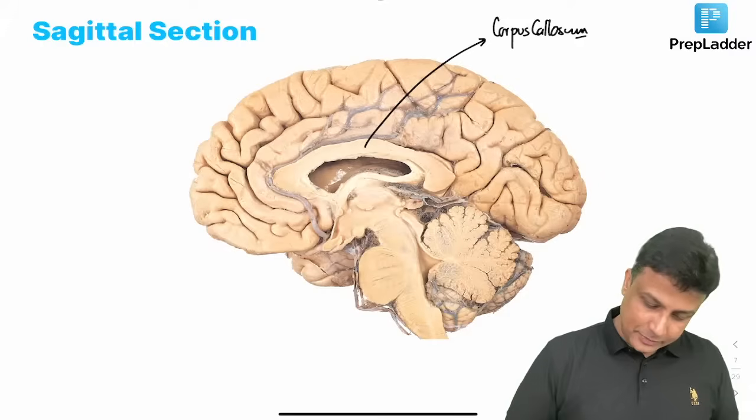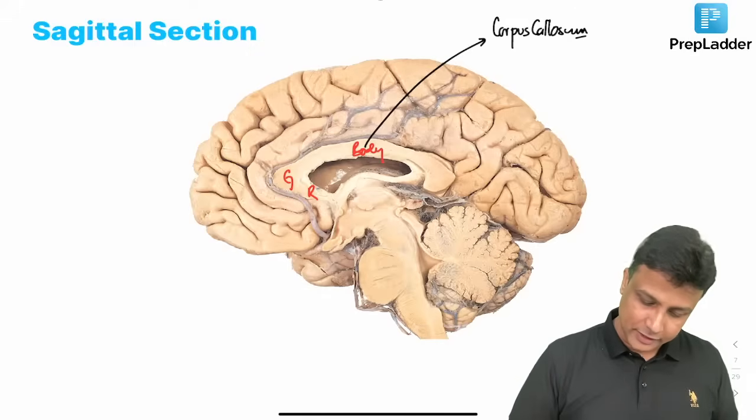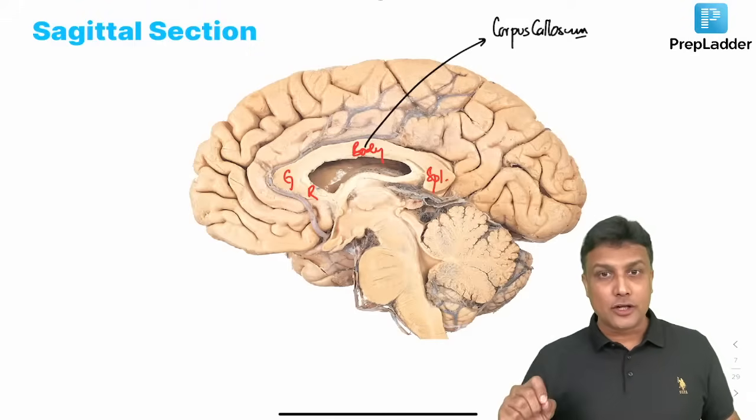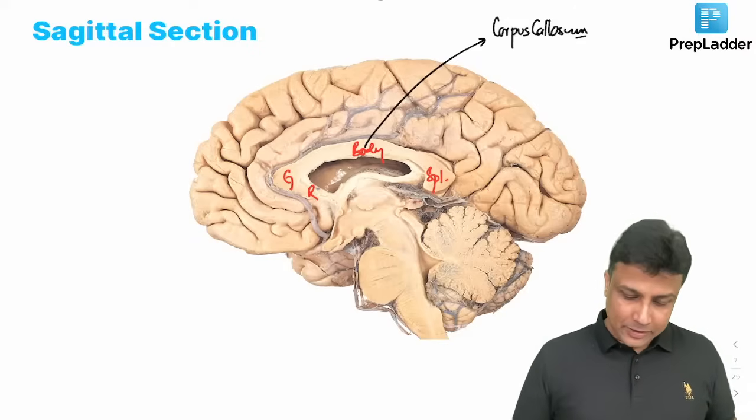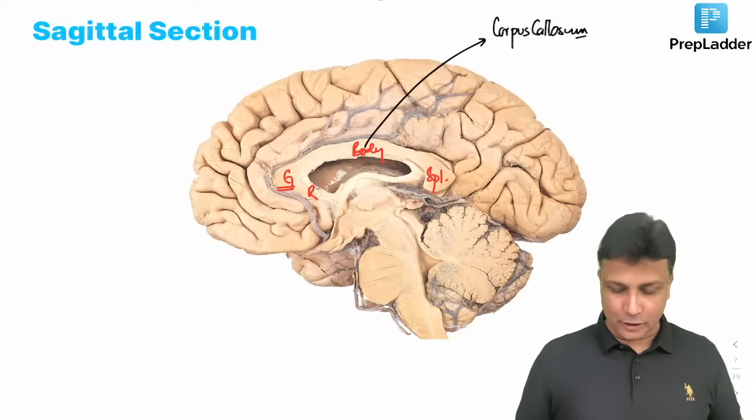Rostrum will actually be present below here, and then this bend here will be the genu, this one here will be the body, and finally this part here will be the splenium, my dear friend. So rostrum, genu, body, and splenium. Please remember, the anterior most part is actually the genu.